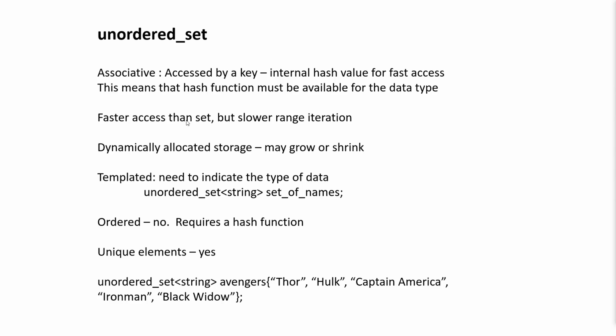All right, the idea here is that it's still an associative set. We're going to be accessing things by a key just to check and see if something is a member of the set. But on the inside, C++ is going to use a different type of data structure. Instead of that balanced binary tree, it's going to be using a hash table. This is going to give us extremely fast access if we're checking membership, but it's going to mean that we don't have a number of features available to us, like iterating over a range. It also means that we require that a hash function be available.